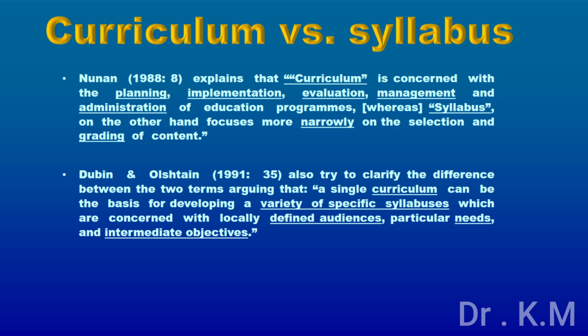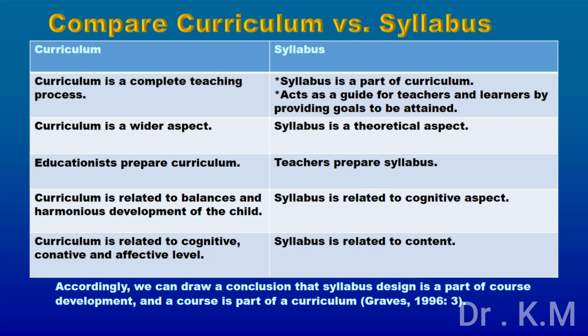Noonan, 1988, page 8, explains that curriculum is concerned with the planning, implementation, evaluation, management and administration of education programs, whereas syllabus, on the other hand, focuses more narrowly on the selection and grading of content. Dubin and Olsztyn, 1991, page 35, also tried to clarify the difference between the two terms, arguing that a single curriculum can be the basis for developing a variety of specific syllabuses which are concerned with locally defined audiences, particular needs, and intermediate objectives.